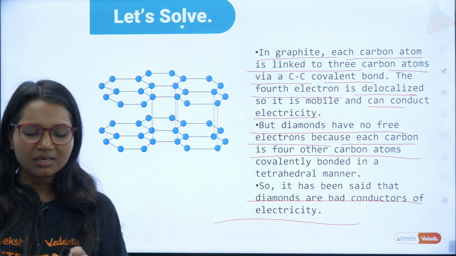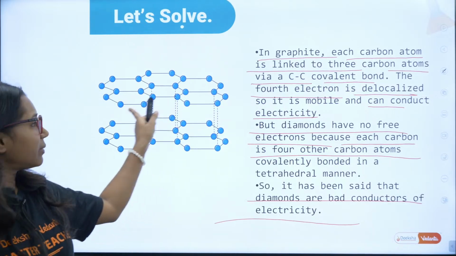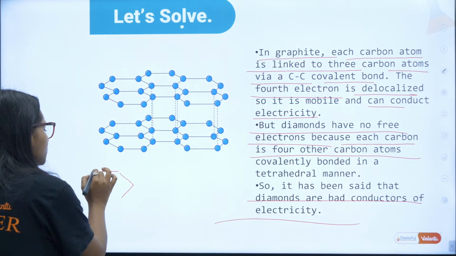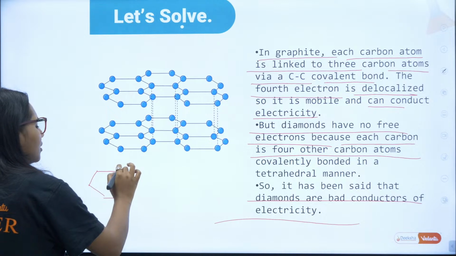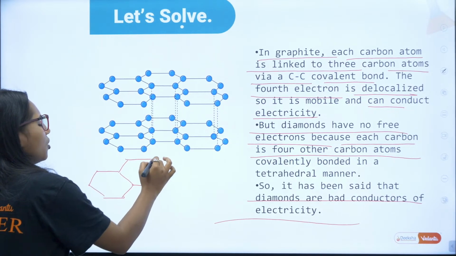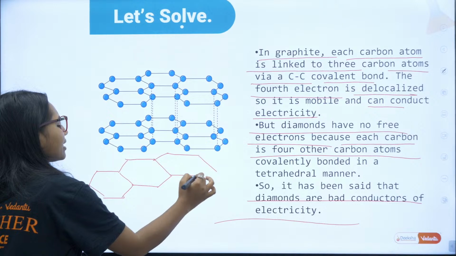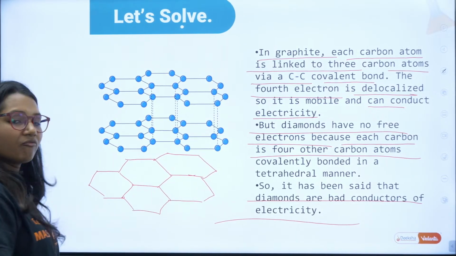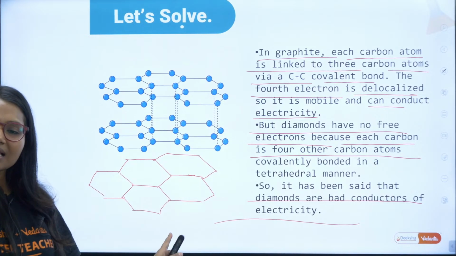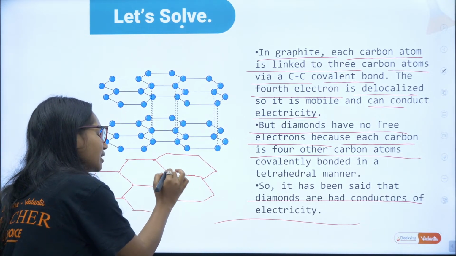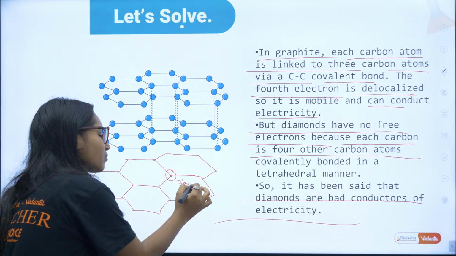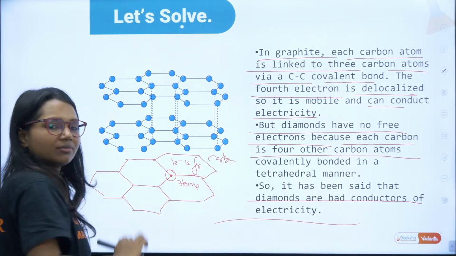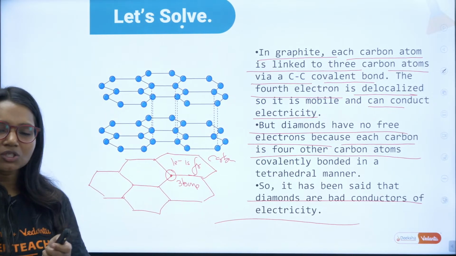Understood this question? Can I move forward to the next question? Remember this picture. It is very easy to make. Just draw one hexagon, draw another hexagon, draw another hexagon. Like that you complete the structure. You show here that this carbon is forming 3 bonds. 1 electron is free for carbon. Understood? Can I move forward to the next question?